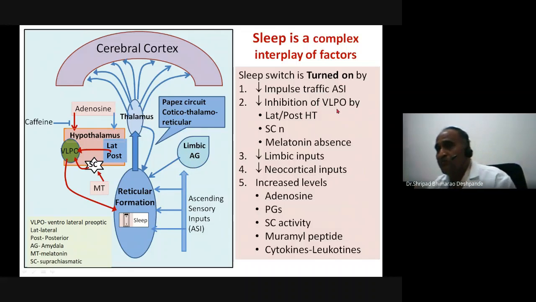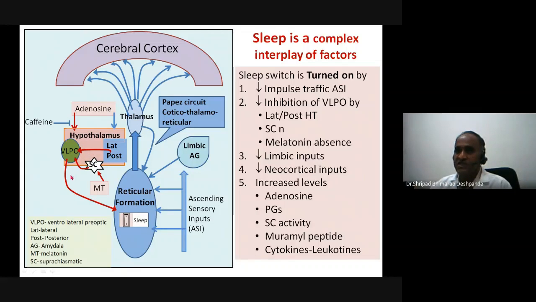Now, the later component, the hypothalamus, the ventrolateral preoptic area: the VLPO is inhibited by the lateral and posterior hypothalamus. If this inhibition is diminished, that would increase the activity. So rather, I would say that there will be a release of the inhibition of the VLPO. Release of the inhibition means this component decreases.